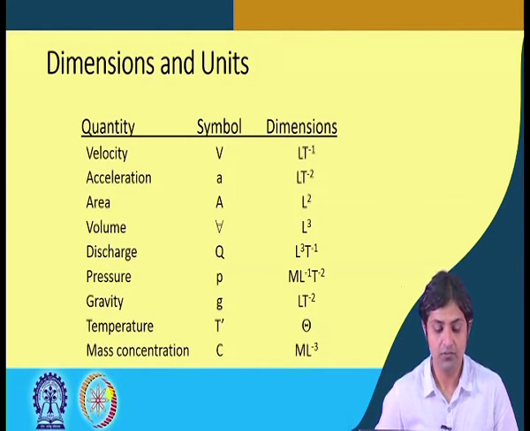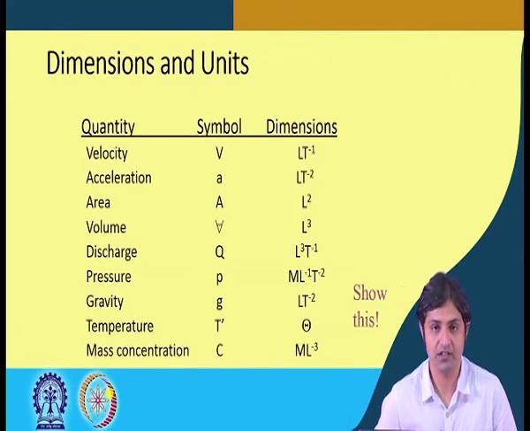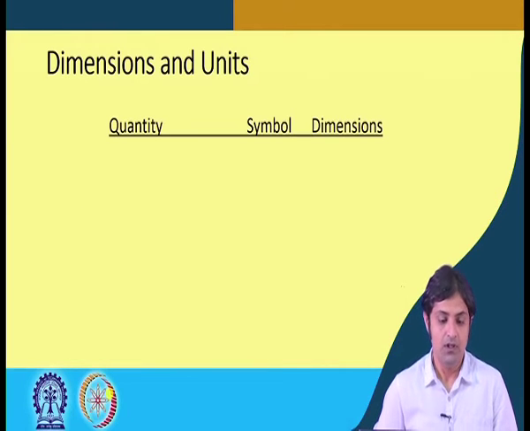For example, what you can do is, pressure is given by force divided by area. So you can write down the dimensions of force. You can break up force into mass into acceleration divided by area. So mass basic dimensions you know, acceleration you know, and area also you know. So for example, pressure comes out to be ML minus 1 T minus 2.